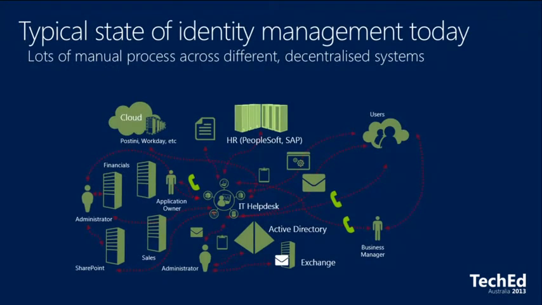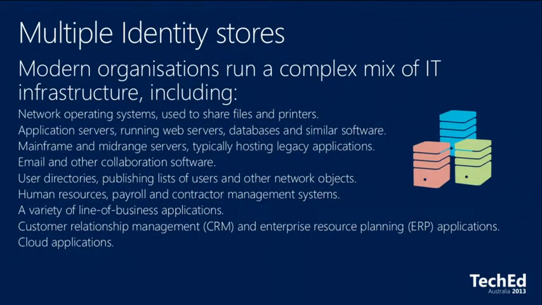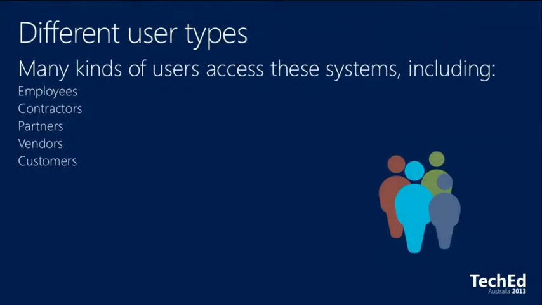Typically with identity management, you have a lot of manual processes and a lot of decentralized systems. And that leads to a lot of identity stores. So in an enterprise, you have a complex mix of infrastructure: network operating systems for files and printers, applications, email, collaboration platforms, user directories, and a variety of line of business applications. And on top of all those systems, there are many different types of users that use those systems. So we have employees, contractors, partners, vendors, and customers.